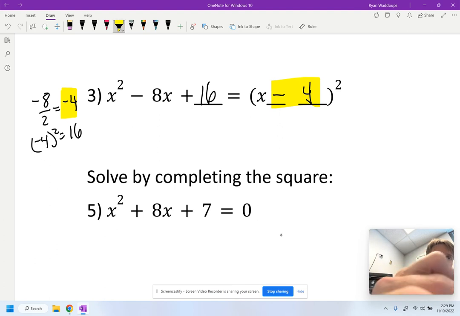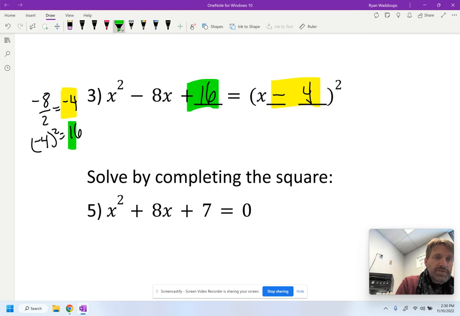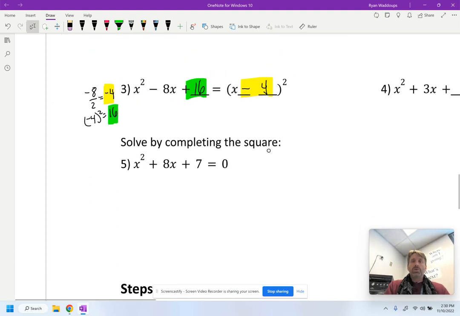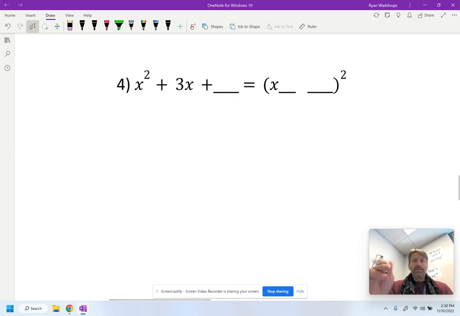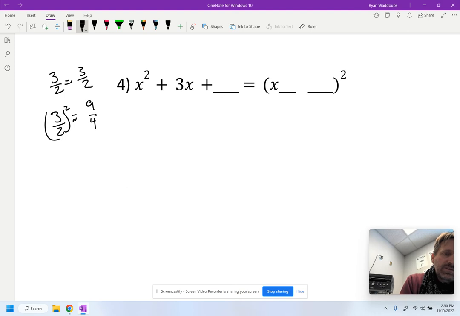But when you're writing it, this 16 comes from this 16 here. All right. And then finally over here, this one's a little bit different because it's got 3, it's odd. So I put 3 divided by 2 is just 3 halves. And 3 halves, when I square it, I get 9 fourths. And so I add on 9 fourths to complete the perfect square trinomial, and I add 3 halves inside here to write it in factored form.